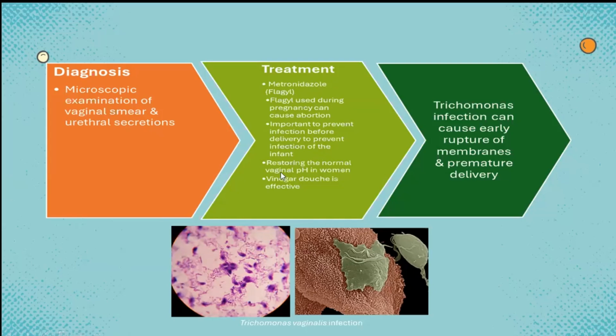And the next one is restoring the normal vaginal pH in women. And the last one is that a vinegar douche is effective. Trichomonas infections can cause early rupture of membranes and premature delivery.